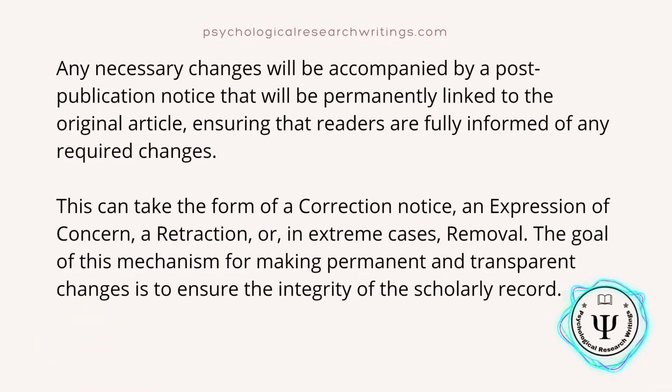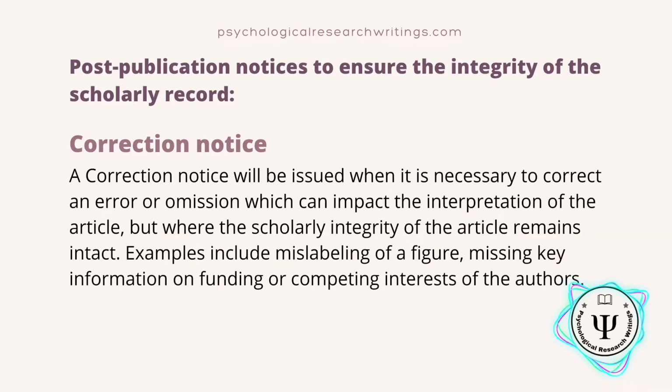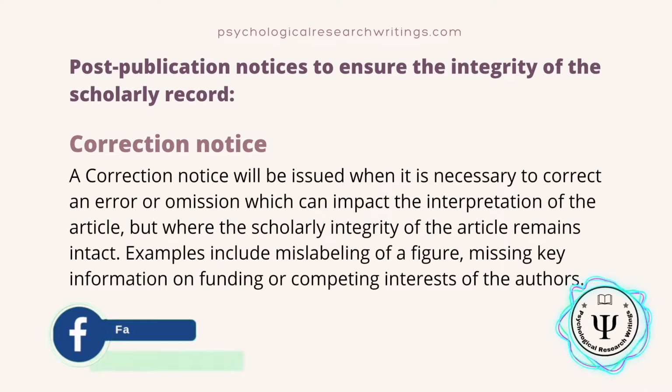There are four forms of post publication notices. The first one is correction, the second is expression of concern, the third is retraction, and in severe cases it can go to article removal also. The purpose of these post publication notices is only to ensure the integrity of the scholarly record. So the first one is the correction notice.